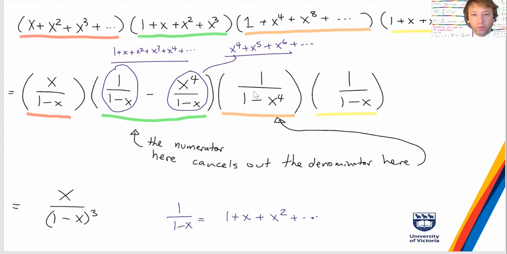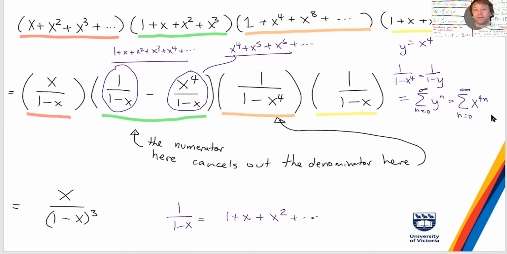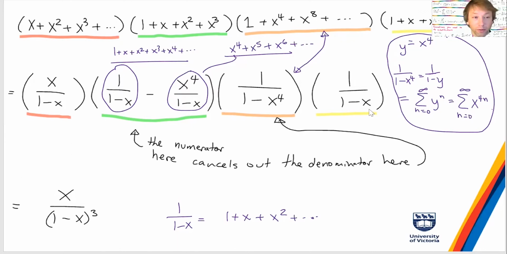So I can write this green thing like that, and I can write this one as 1 over 1 minus x to the 4 by doing a substitution. If I let y equal x to the 4, then I've got 1 over 1 minus y, which is equal to the sum n equals 0 to infinity of y to the n, which is the sum n equals 0 to infinity of x to the 4n. So that's how I get from this to this. And then the bananas is just 1 over 1 minus x.